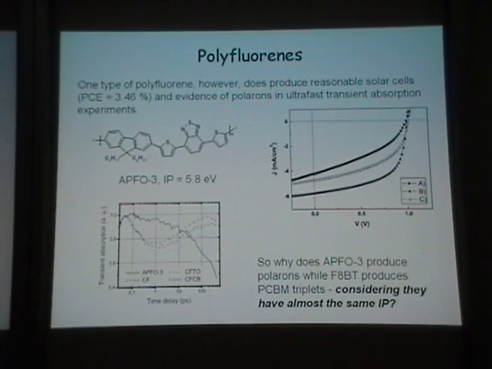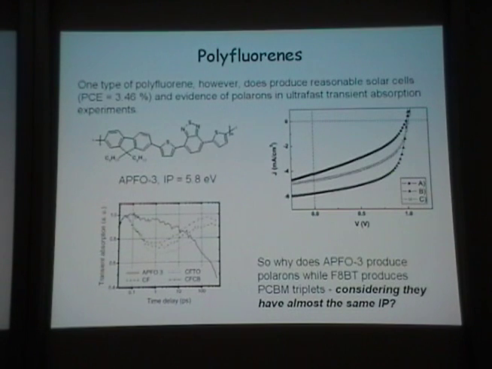other work that has been done has actually discovered a particular class of polymers that can produce polarons and does produce reasonably good solar cells. So this is ATFO3, the structure of which I believe someone spoke about a couple of days ago. It also has a very high ionisation potential, but it produces reasonably good solar cells, about 3.5%, and evidence of polarons has been observed in transient absorption spectroscopy measurements.